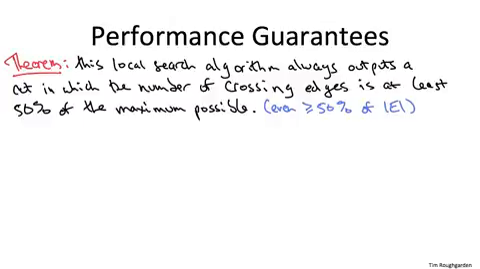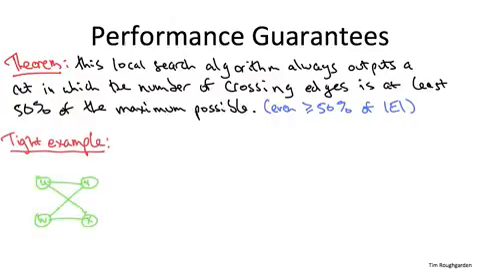I'll prove this performance guarantee for you on the next slide, but let me first make a couple of comments. So first of all, the analysis of this algorithm stated in the theorem is tight. The 50% cannot be improved without making additional assumptions about the input.